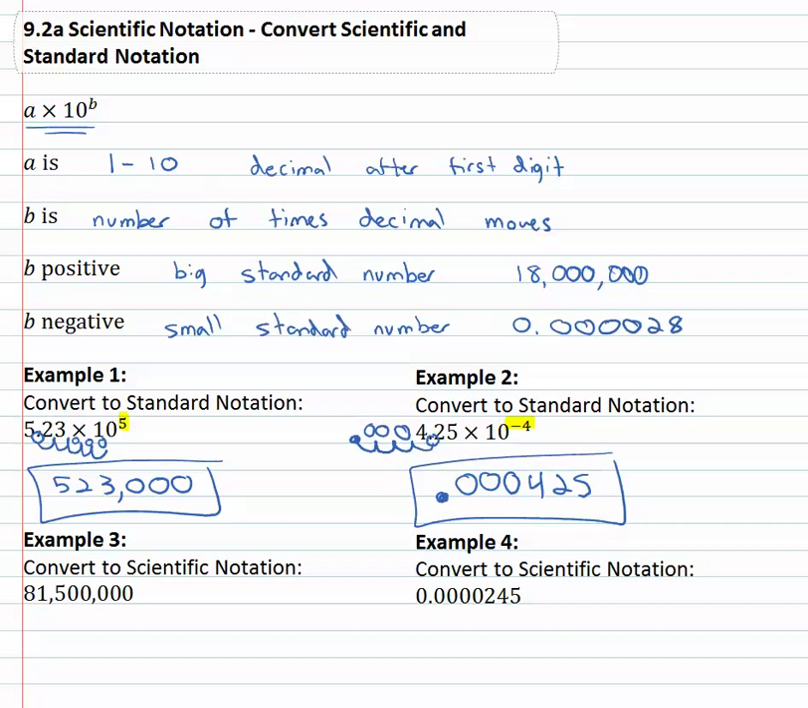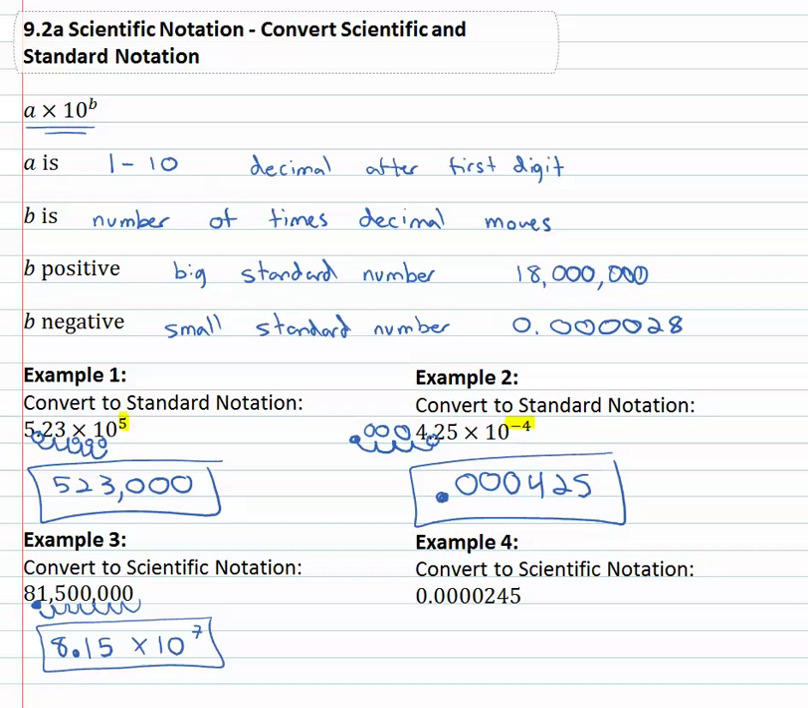We can also work the opposite way and convert 81,500,000 into scientific notation. The decimal point must go after the first digit, which means we have 8.15. And then times 10, where the exponent tells us how many times the decimal had to move. 1, 2, 3, 4, 5, 6, 7 times. And because that standard notation number was big, 81.5 million is rather large, that's a positive exponent. So 8.15 times 10 to the 7th.